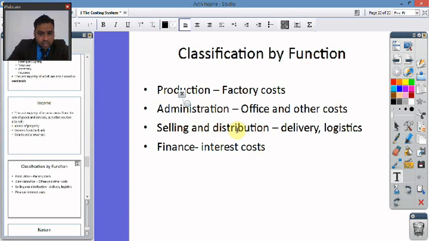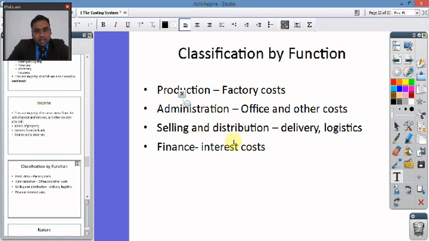Selling and distribution is mainly to do with selling and distributing, so marketing is normally included here. Sometimes marketing is included in administration for some reason, but normally it's in selling and distribution. Delivery and logistics, it depends on your business and the way that they run it. Some people will classify it as administration because it suits their business.